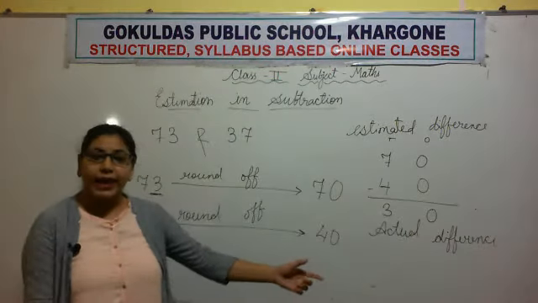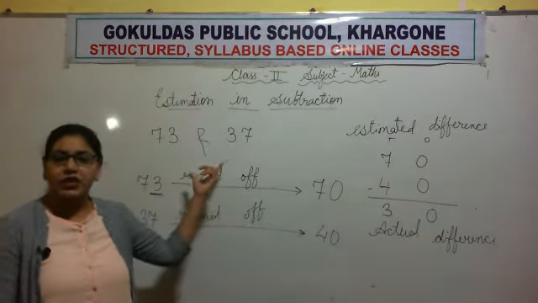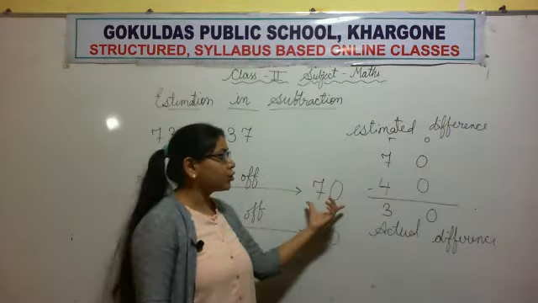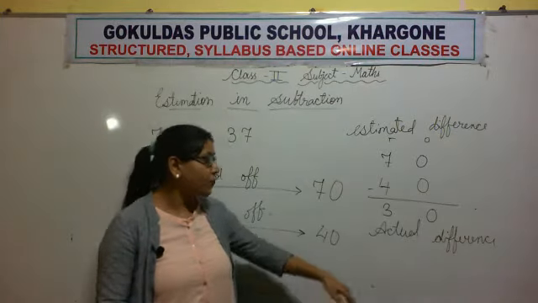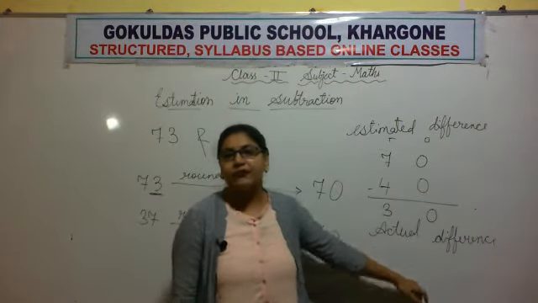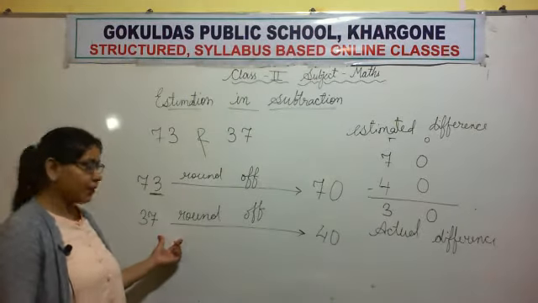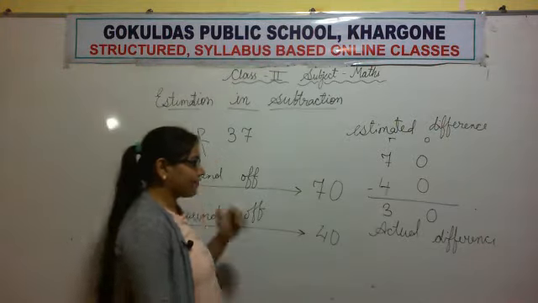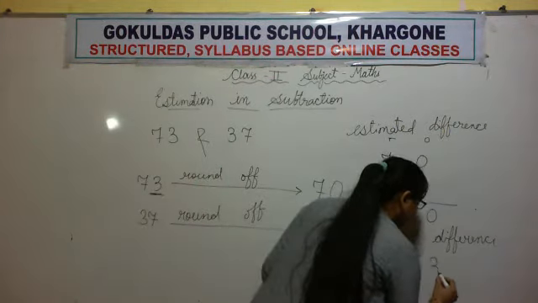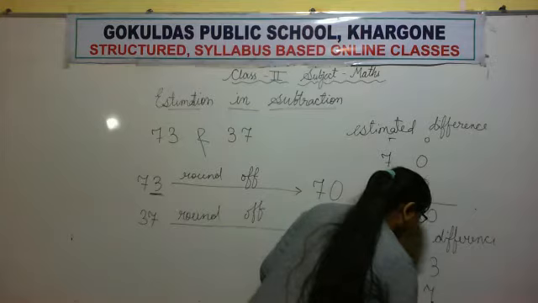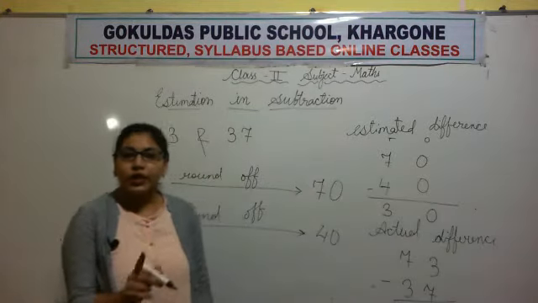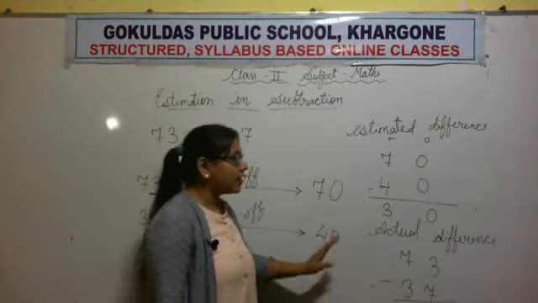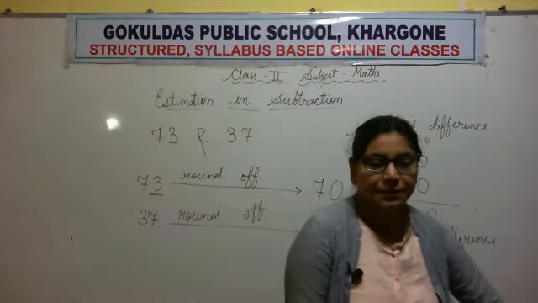For finding the actual difference, we will subtract the actual numbers. For finding the estimated difference, we used rounded off numbers. In the actual difference, we will take the actual numbers, 73 and 37. So 73 minus 37. One more thing, no need to note this down in your copy. This is for your explanation only.